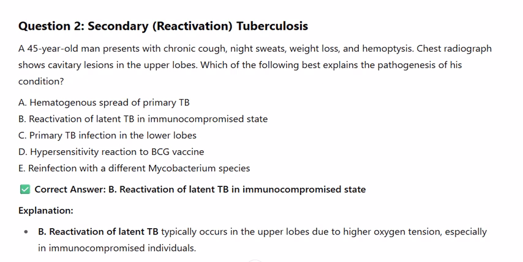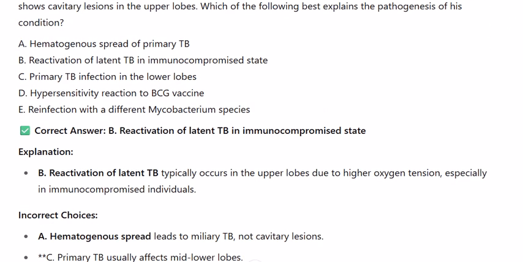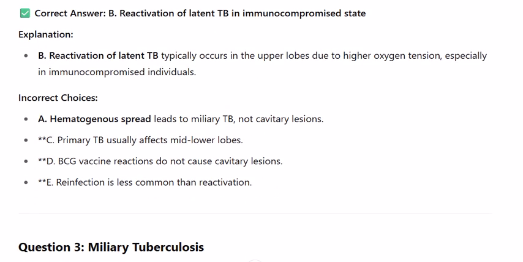Correct answer: B. Reactivation of latent TB in immunocompromised state. Explanation: B. Reactivation of latent TB typically occurs in the upper lobes due to higher oxygen tension, especially in immunocompromised individuals. Incorrect choices: A. Hematogenous spread leads to miliary TB, not cavitary lesions. C. Primary TB usually affects mid-lower lobes. D. BCG vaccine reactions do not cause cavitary lesions. E. Reinfection is less common than reactivation.